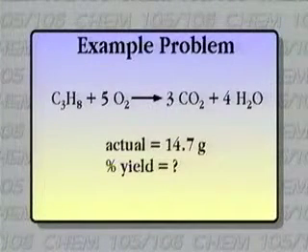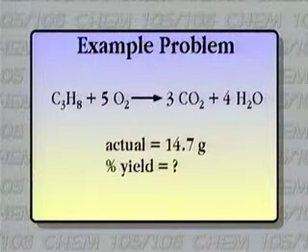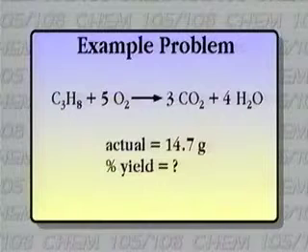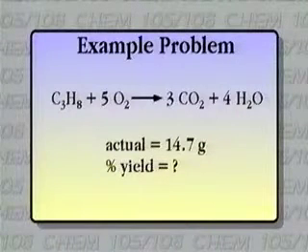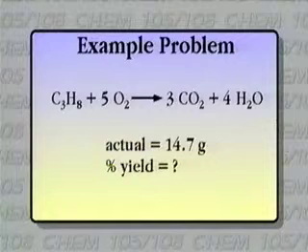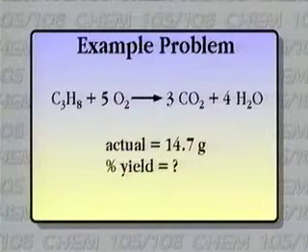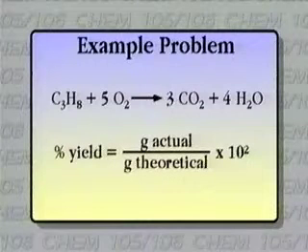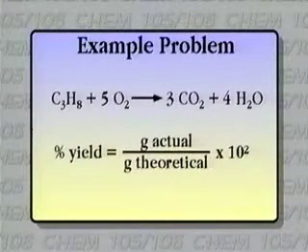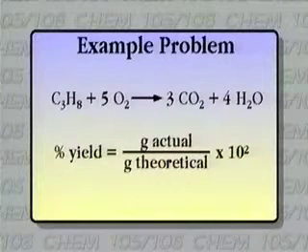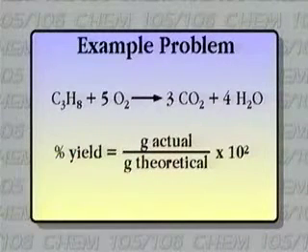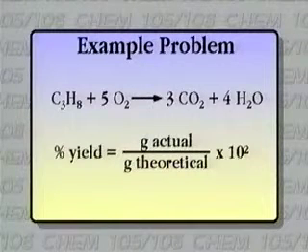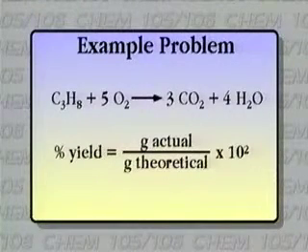But what the question is saying, in actuality, not everything did react, and we actually only produced 14.7 grams. What is the percent yield? Well, we said the other day percent yield is equal to the grams actual divided by the grams theoretical times 10 to the second. This gives us then our overall percent yield.